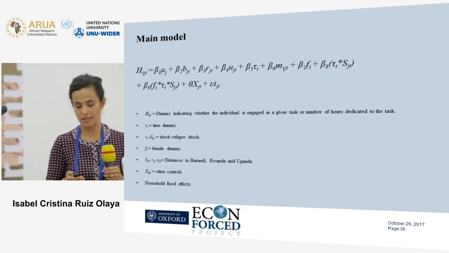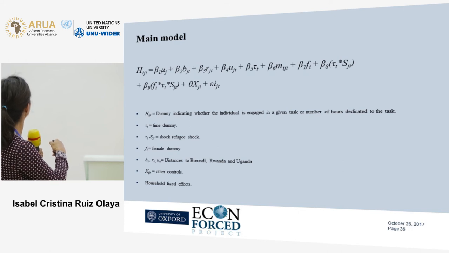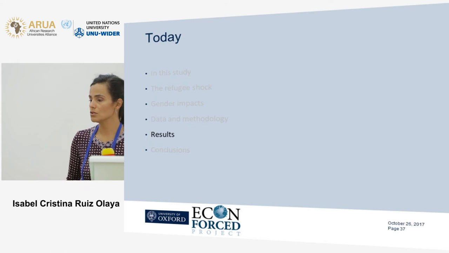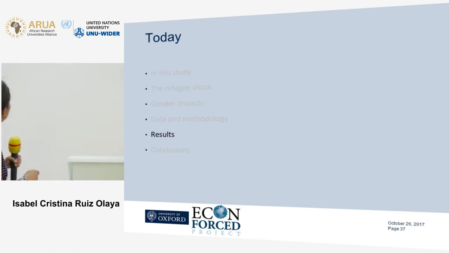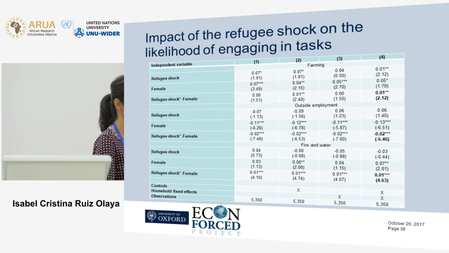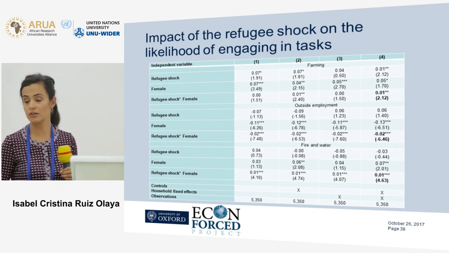And then what we're interested in is this last beta coefficient, which is the interaction of being a female, the impact of refugees and time, right? Because we want to look at the differences within households, what happened with women after the refugee shock. So what we find is that women are more likely to be doing farming activities, less likely to be involved in outside employment, and more likely to be doing household chores. So there was definitely a gender impact of the inflow of refugees, with women spending more time in farming and household chores.